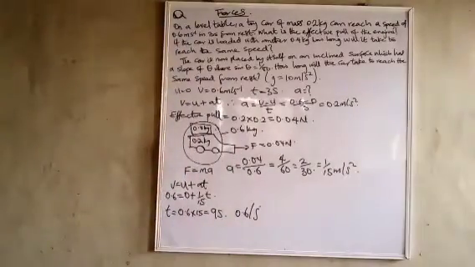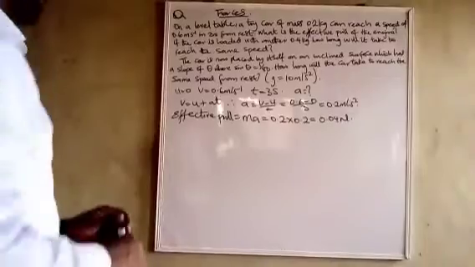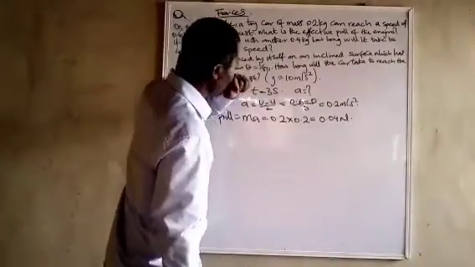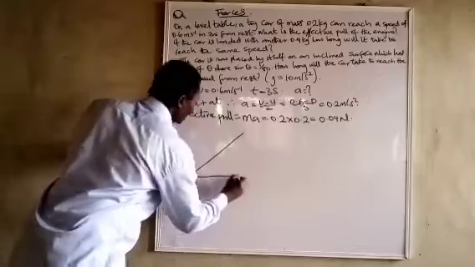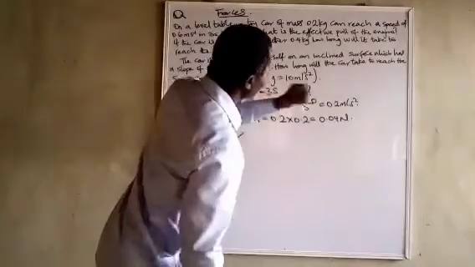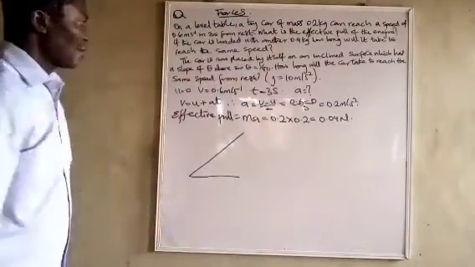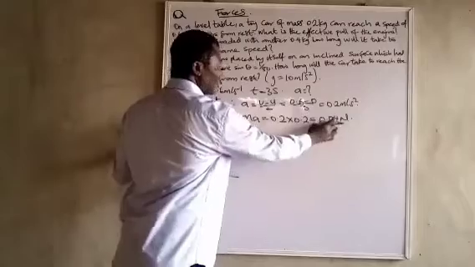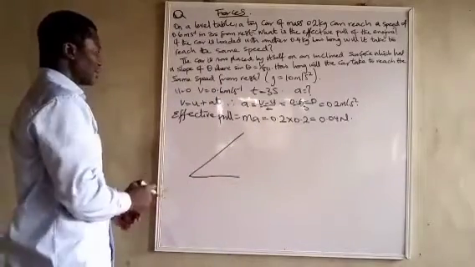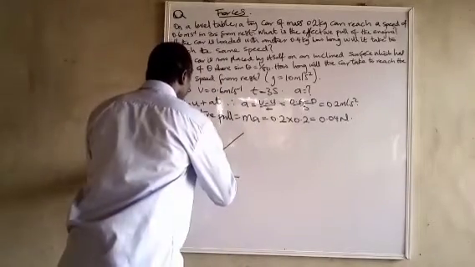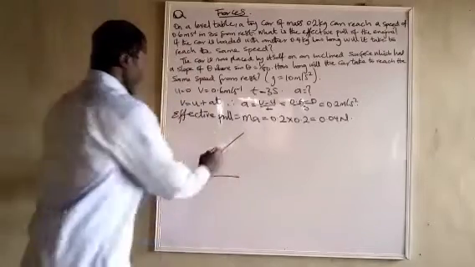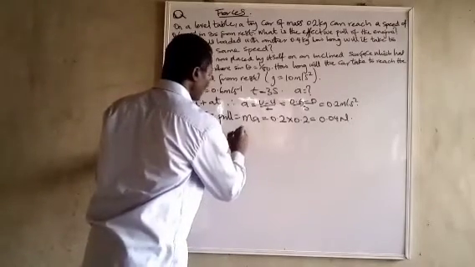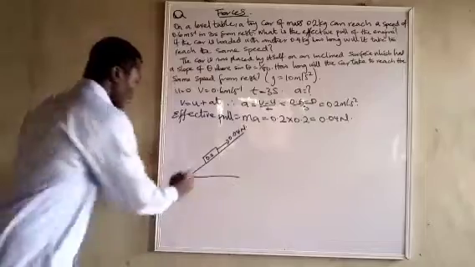Now let's check the last part. It says the car is now placed by itself on an inclined surface which has a slope of theta, where sin theta is 1 over 8. How long will the car take to reach the same speed from rest? We have been able to calculate that the effective pull is 0.04. That one is clear. And this car, 0.2, is now placed on this plane with a force of 0.04 Newton moving up. And we have theta here.